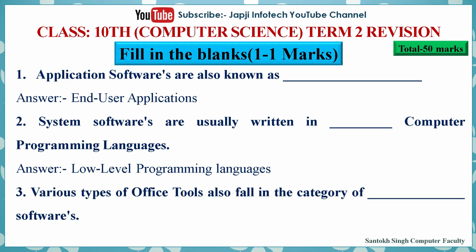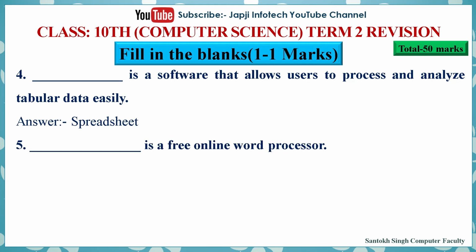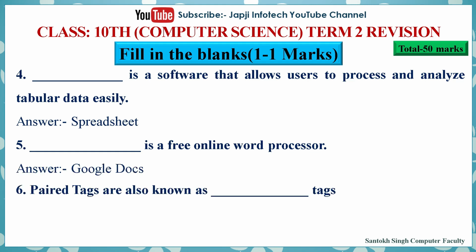Third one is various type of office tools also fall in the category of dash software. So the right answer is application software. Fourth one is dash is a software that allows user to process and analyze tabular data easily. And the right answer is spreadsheet. Fifth one is dash is a free online word processor. So the right answer is Google Docs is a free online word processor. Sixth one is pair tag are also known as dash tag. So the right answer is container tag.